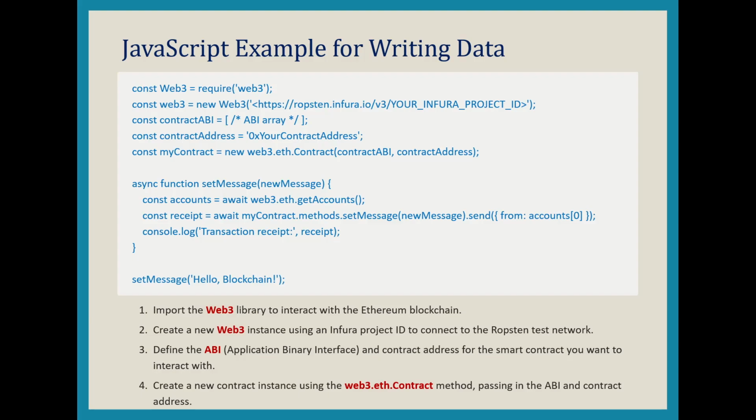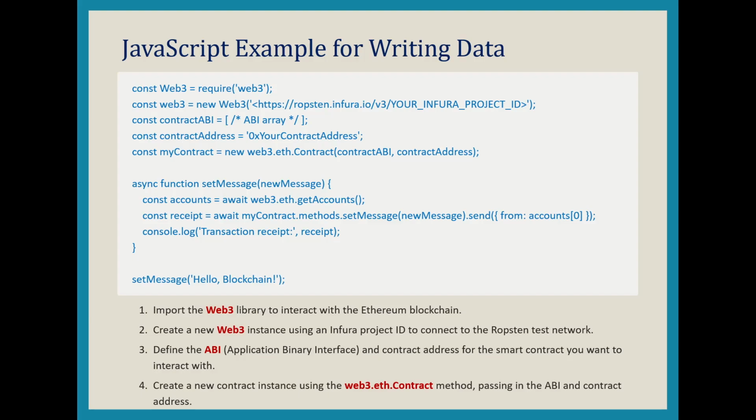Then you're creating a contract instance. We have done this before again, right? New web3.eth.Contract, contractABI, contractAddress. Yeah, so now the asynchronous function, right? This is where it gets different. So async function setMessage, the parameter is newMessage. It declares an asynchronous function that takes one parameter, newMessage, which is the new message to set, right?